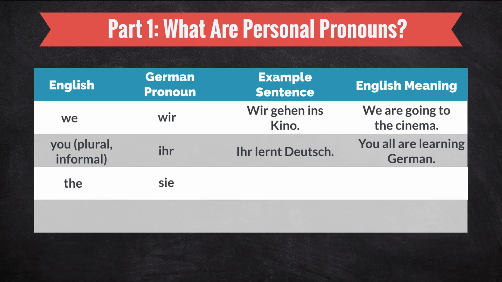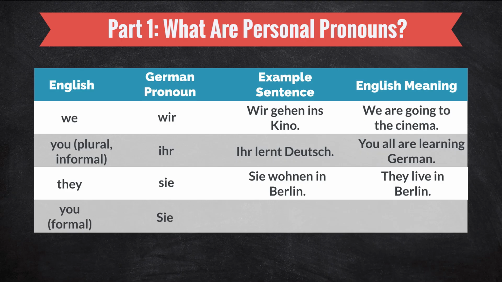Sie, still lowercase, can also mean they. Use it when talking about a group of people or things. Example, Sie wohnen in Berlin. They live in Berlin. Sie, with a capital S, is very important. It means you, but used formally when speaking politely to strangers, teachers, or in a professional situation. Example, Sprechen Sie Englisch? Do you speak English?